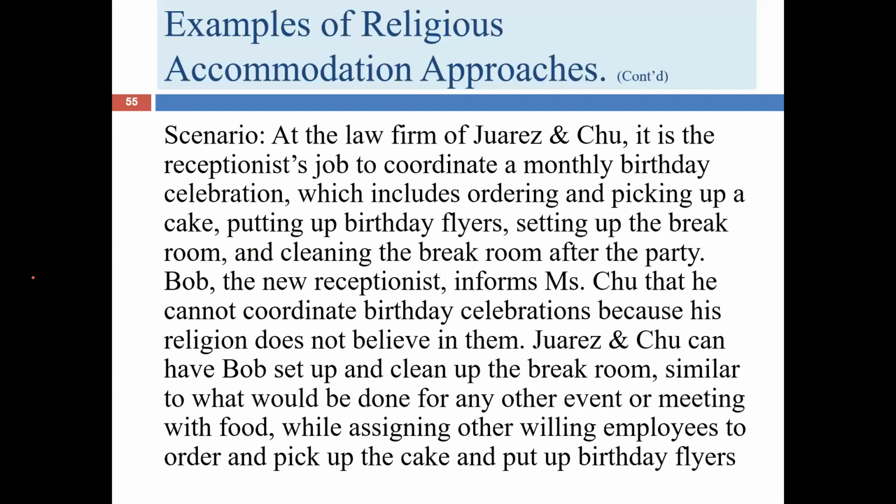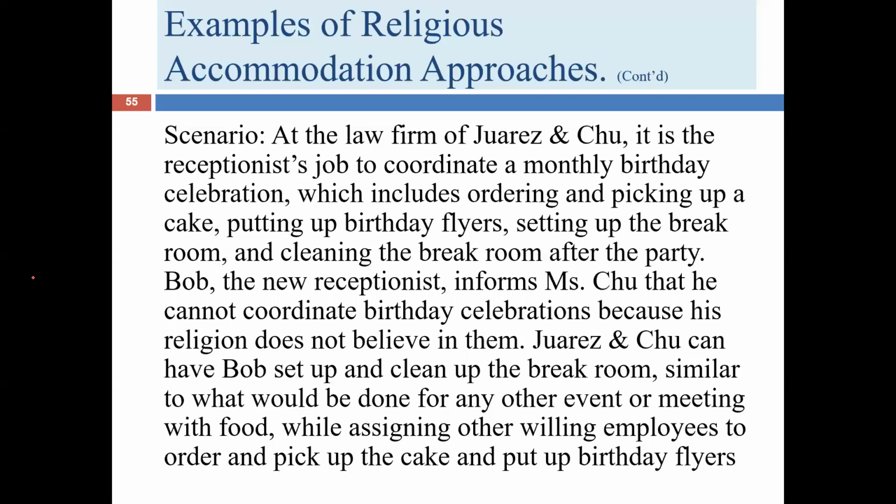So it's a little get together that the law firm has once a month to commemorate everyone who had a birthday that month. Well, Bob is the new receptionist, and he says, I can't participate in this because his religion does not believe in them. I believe Jehovah's Witnesses do not believe in celebrating birthdays. I could be mistaken about that, but that's what I think the faith is. Not that that's important.